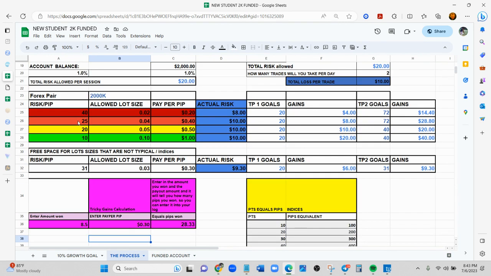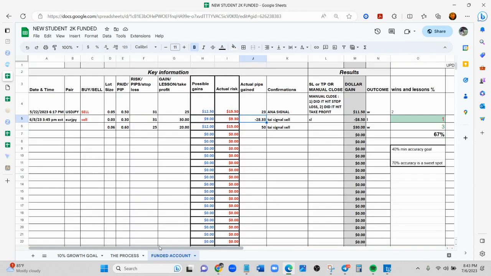So let's just say we took a trade that was a 25 pip risk and we entered a 0.04. It automatically tells us, all right, you're going to get paid 40 cents per pip. So when we come here, that's what we want to fill out. We want to put in our 0.04 along with our 40 cents. So let's just say we took this trade here.